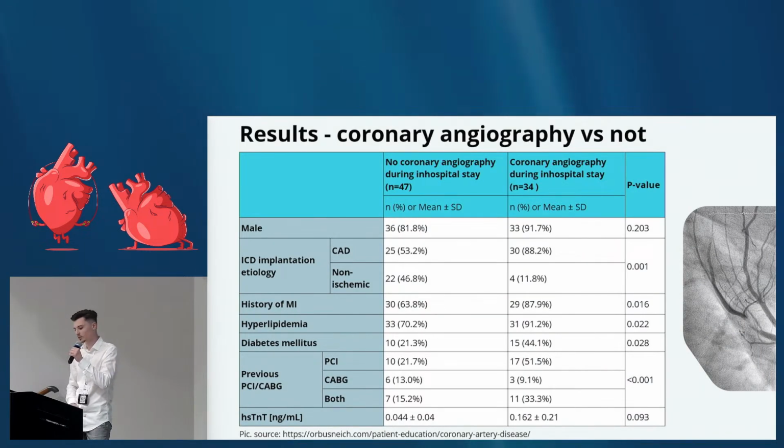Let's now turn our attention to the comparison of clinical variables between the group of patients who underwent coronary angiography and who did not. Notably, patients who were referred for urgent coronary angiography had mainly ischemic heart failure as an indication for ICD implantation. Moreover, they were significantly more often diagnosed with hyperlipidemia, diabetes, had a history of myocardial infarction, as well as PCI or both PCI and CABG in the past.